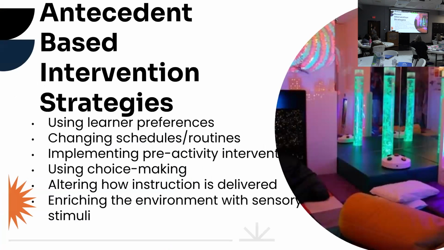Other antecedent interventions: use learner preferences. That's a really good one. Think about what this child is like. How can I use what they like to get them to do what I want them to do? So maybe I'm counting Bluey characters, right? I work with elementary age. Bluey, the cartoon. I have a student that loves Taylor Swift. So they were supposed to be doing a paper, and she is an alternate assessment student.